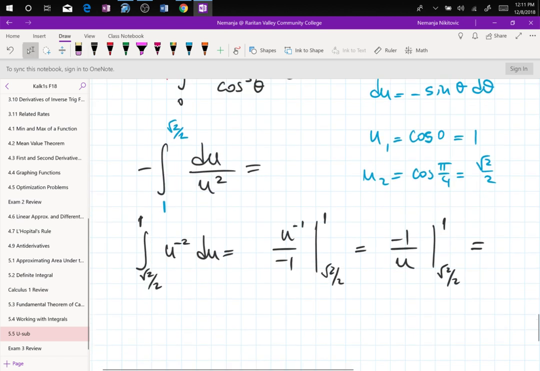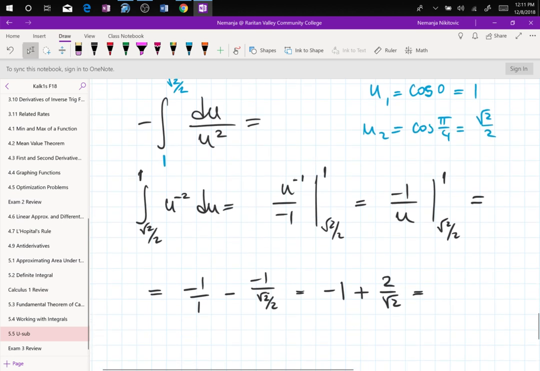So now I have -1 over 1 minus -1 over root 2 over 2, which is -1 plus 2 over root 2. You flip because of the double fraction, and you can rationalize now root 2. So this is 2 root 2 minus 1 over, no, I lied, minus 2. Okay.